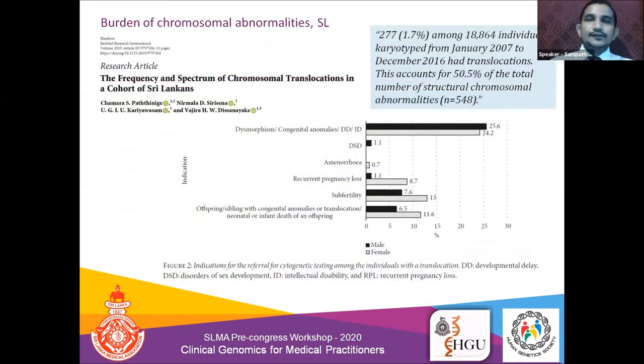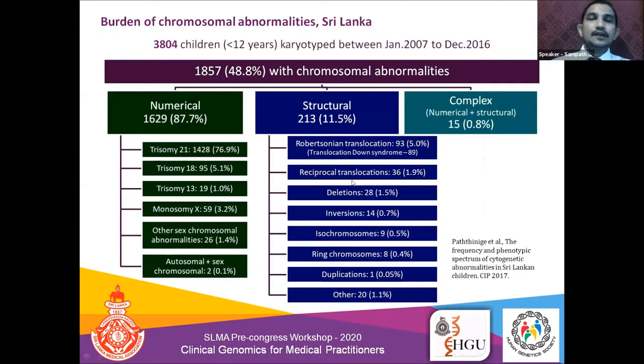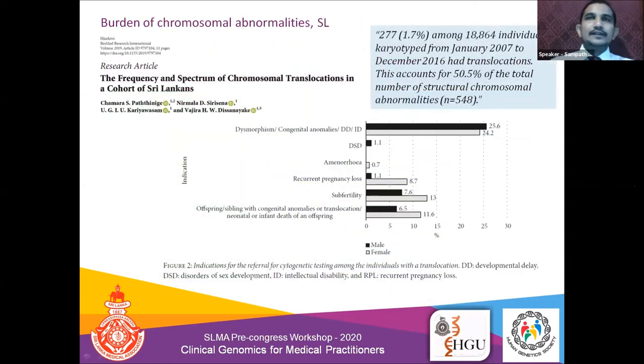So in the previous slide, you saw that the translocations account for about 50% of all the structural chromosomal abnormalities. And when we did the analysis, irrespective of the age, again, the results were the same. And you can see the patients with chromosomal translocation can present with diverse clinical presentations, commonly dysmorphism, congenital abnormalities, developmental delay, and intellectual disabilities in children, recurrent pregnancy loss among women, and subfertility in couples.